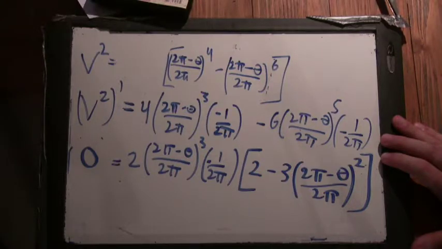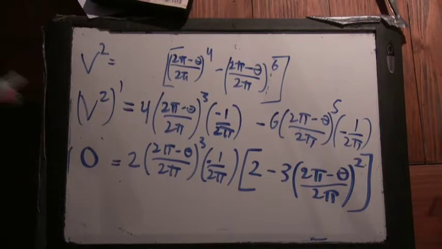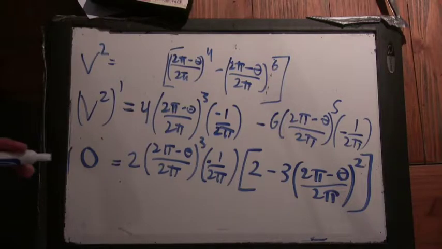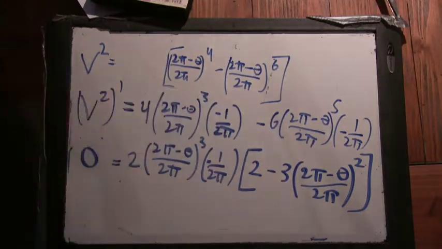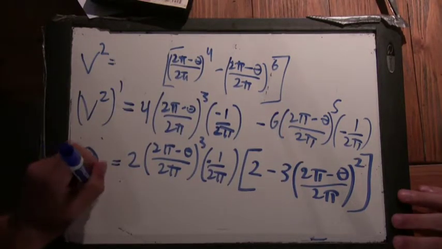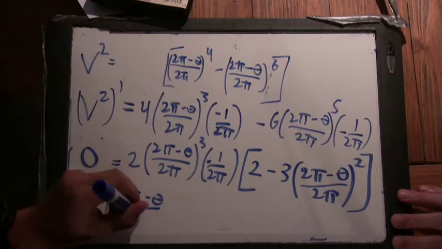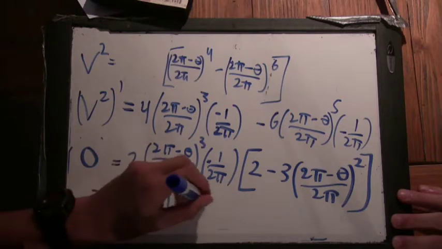Maybe we have multiple solutions. But what has to equal 0 now? Since the 2 pi one is 0, that one's not a maximum. So where do you think the maximum is going to be? Where will the maximum occur? So maybe in here. So what is true then? We would have to say 3 times (2 pi minus theta over 2 pi) squared equals 2.